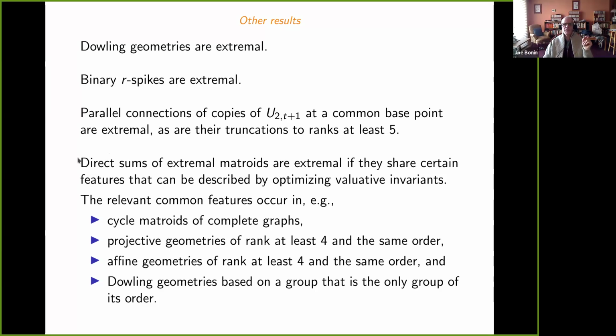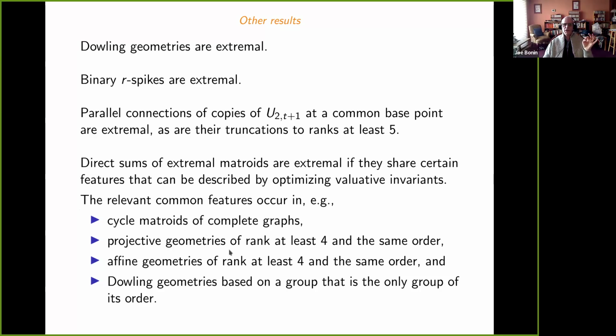I mentioned there's a harder result about direct sums that I'm not even going to try to describe here. But it covers direct sums of very special types of matroids. So with that, we can prove that direct sums of cycle matroids of complete graphs are going to be extremal.